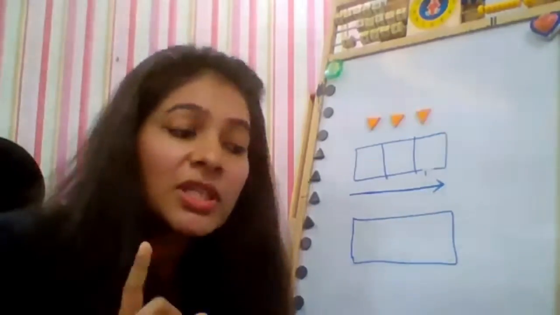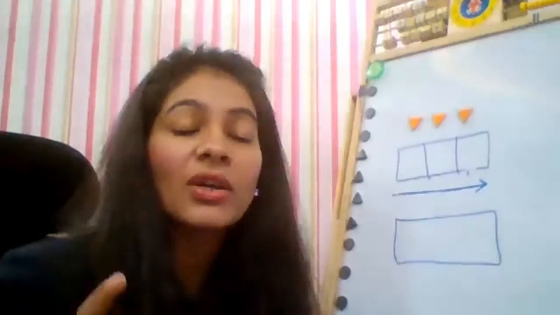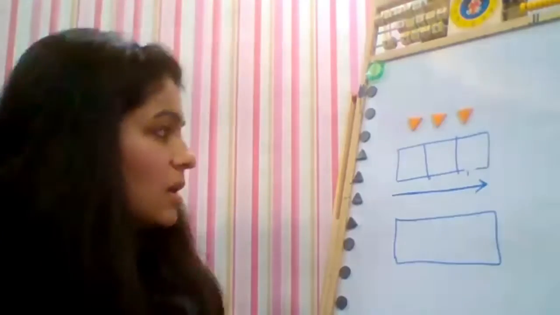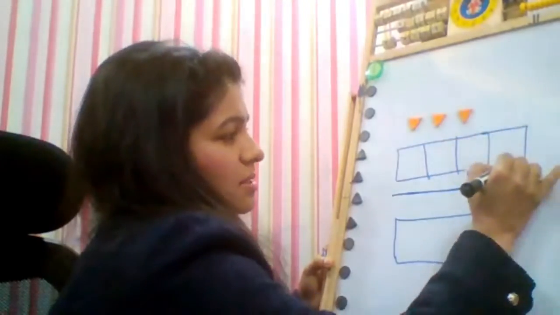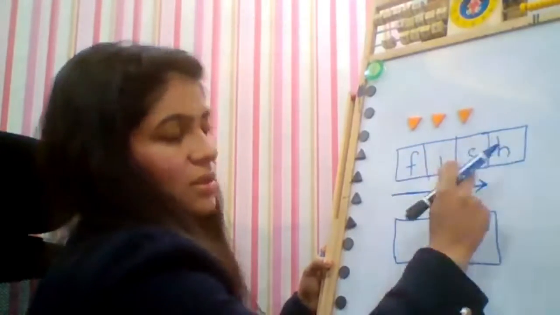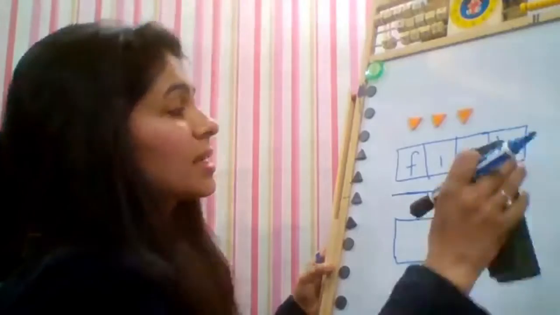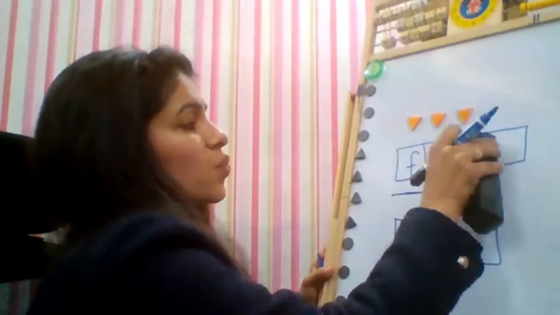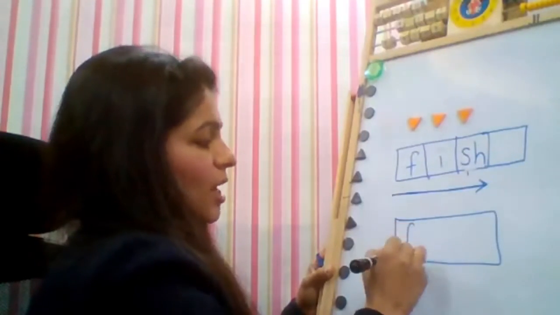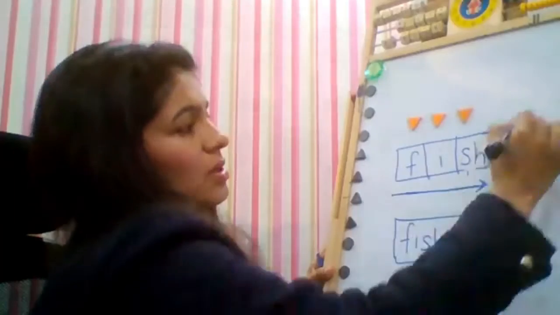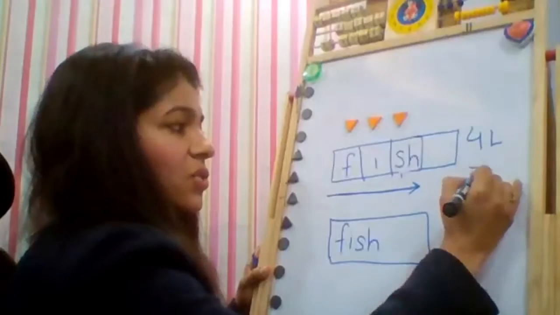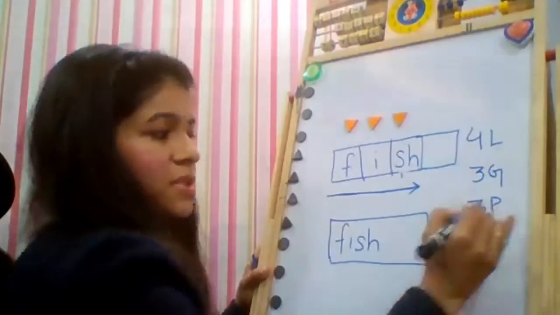Now again, if the child knows all the 42 sounds, the child knows that sh is one sound. So maybe the child can write like this, f, e, sh. But then you need to correct the child and tell them that sh is one sound. And then the child can write fish. So here we have 4 letters, but 3 graphemes and 3 phonemes.